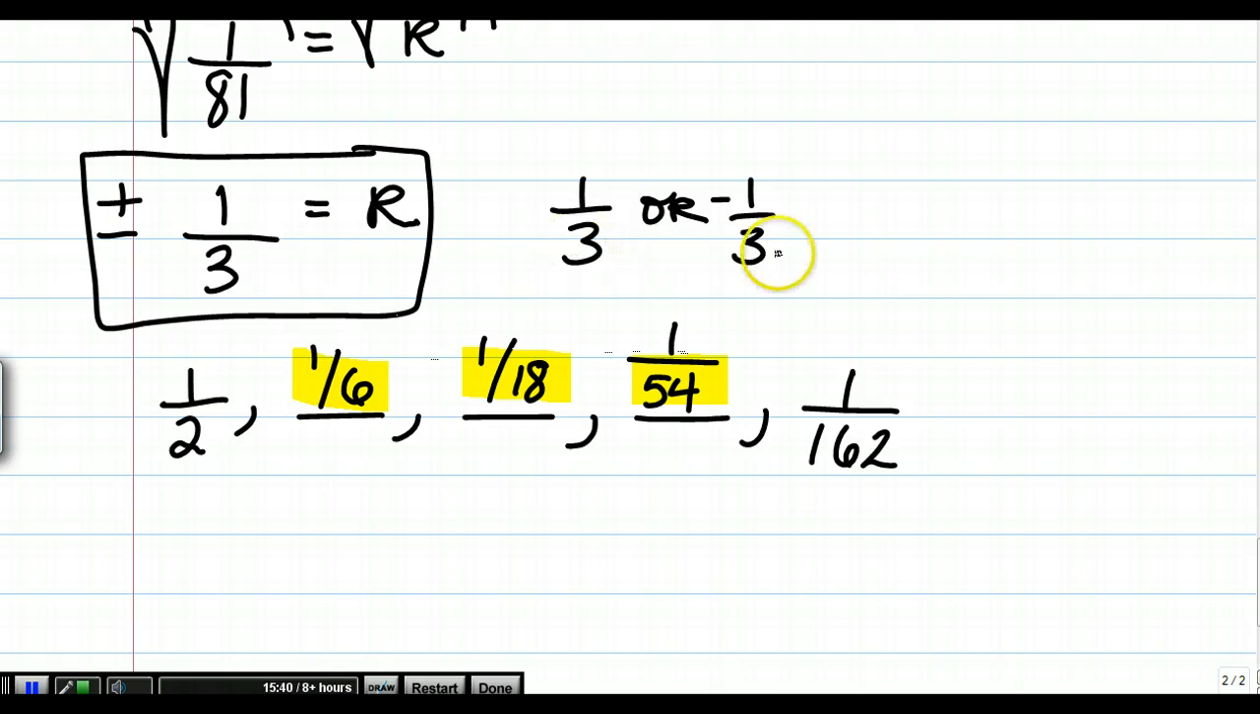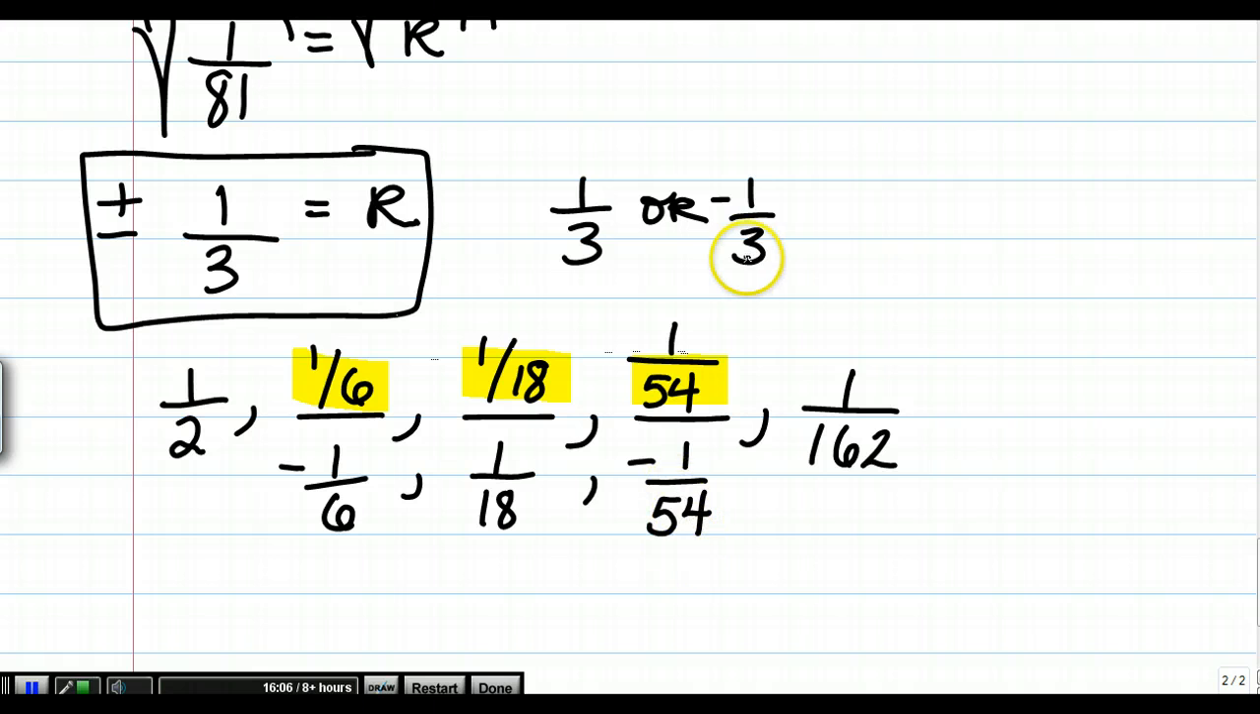Then you have to find the negative ones. So it's going to be the same thing, except every other one is going to be negative. So I'll have 1/2 times negative 1/3 is negative 1/6. Negative 1/6 times negative 1/3 is 1 over 18. 1 over 18 times negative 1/3 is going to be negative 1 over 54. Negative 1 over 54 times negative 1/3 is 1 over 162. So these are your second set of answers. So you would have 3 for the first one and 3 for the second one for your 3 geometric means.